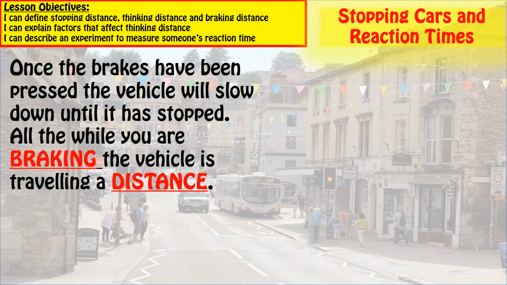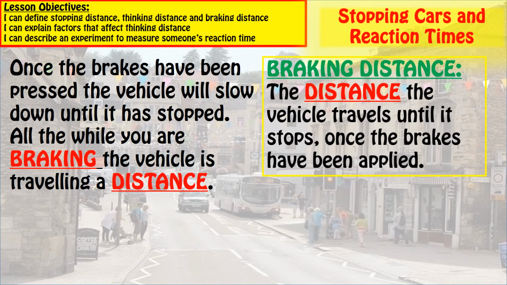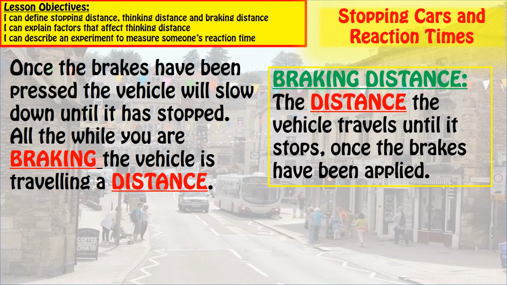Look at the braking distance then. Once the brakes have been pressed, the car or the bike doesn't stop immediately. We know that, right? It's common sense. They're going to decelerate, and they will travel a distance as they are slowing down to a stop. All the while you're braking, the vehicle is travelling a distance, and this is what we call the braking distance. It's the distance the vehicle travels until it has stopped. So pause the video, and in that yellow box, write that into your books for me, please.